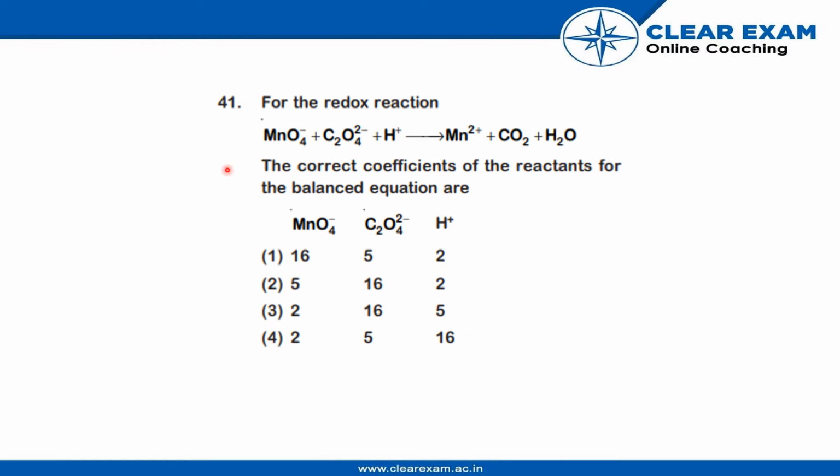For the redox reaction, MnO4⁻ + C2O4²⁻ + H⁺ gives Mn²⁺ + CO2 + H2O. So the correct coefficients of the reactants for the balanced equation are in the following given table. MnO4⁻ has 16 as a coefficient, C2O4²⁻ 5, H⁺ 2. Here MnO4⁻ 5, C2O4²⁻ 16, H⁺ 2. MnO4⁻ 2, C2O4²⁻ 16, H⁺ 5. Or MnO4⁻ 2, C2O4²⁻ 5, or H⁺ 16.